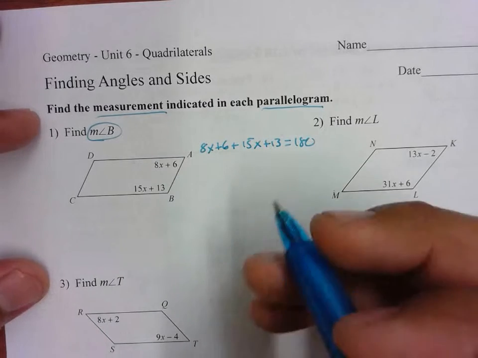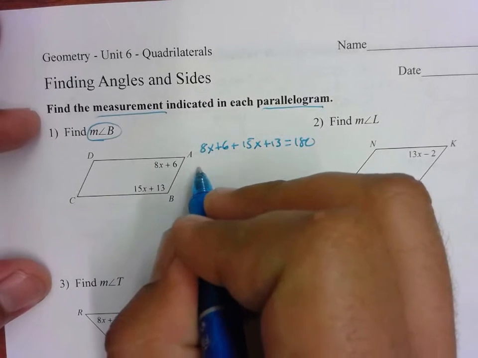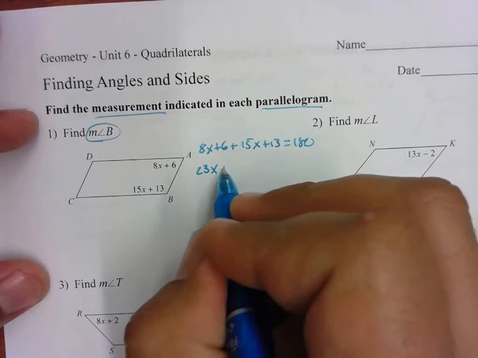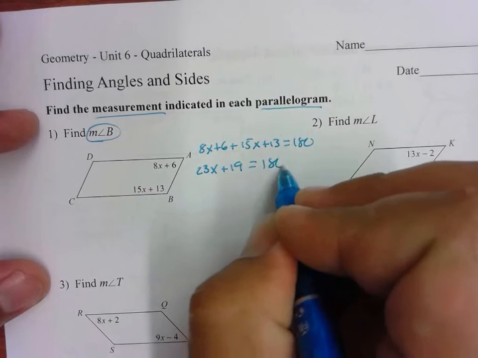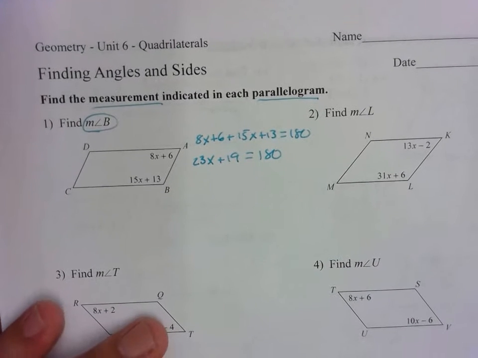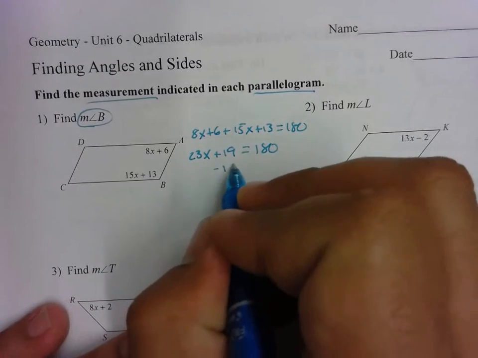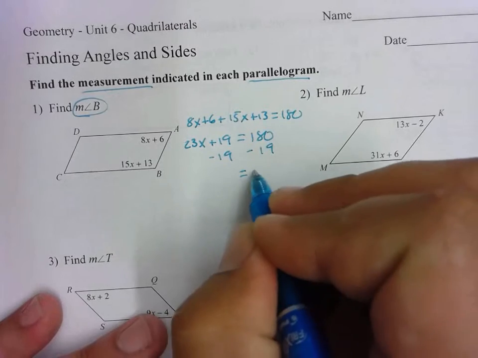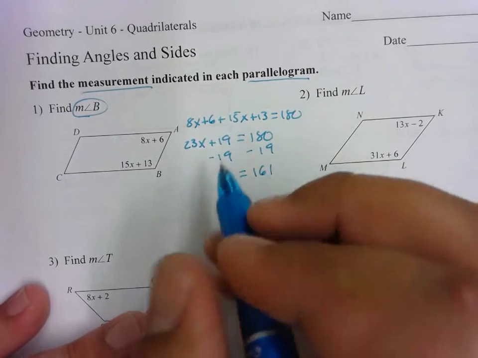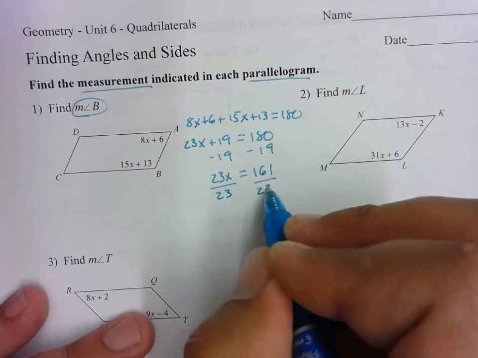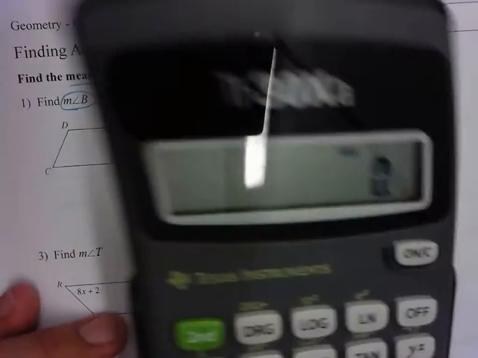Combine like terms, 8x plus 15x is 23x. 6 plus 13 is 19. Now you have a linear equation. Just solve for x, subtract 19. 180 minus 19 is 161. 23x equals 161, so you're going to divide by 23, and x equals 7.